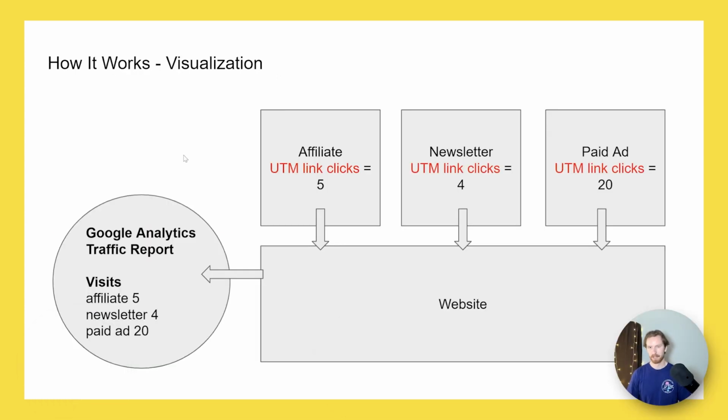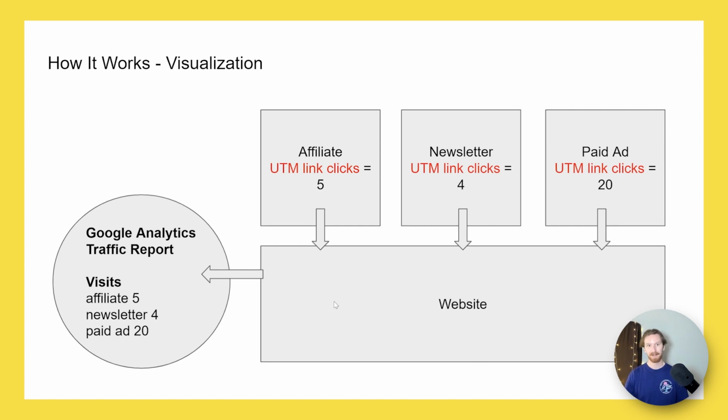Here's another visualization of how it works, and this will make more sense. Imagine you have an affiliate, a newsletter, and a paid ad. You place a UTM link that you've created on your affiliate, on your newsletter, and on your paid ad. Now, different amounts of people are going to click those UTM links on those mediums, right? You're not going to have the same traffic from your affiliate as you will with your newsletter, and so forth with your paid ad.